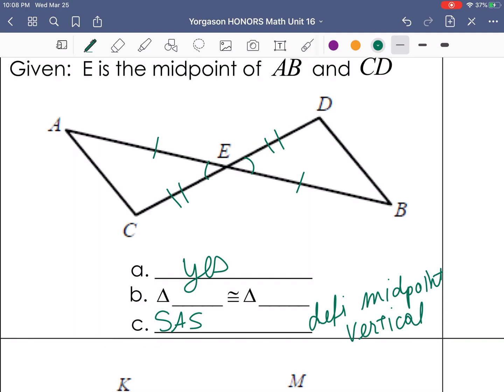Okay, so naming the triangles again. This is kind of the tricky part, but pay close attention. It's important. If we did ACE on the left, maybe pause and see what you would write for the congruency statement on the other side. BDE, right?